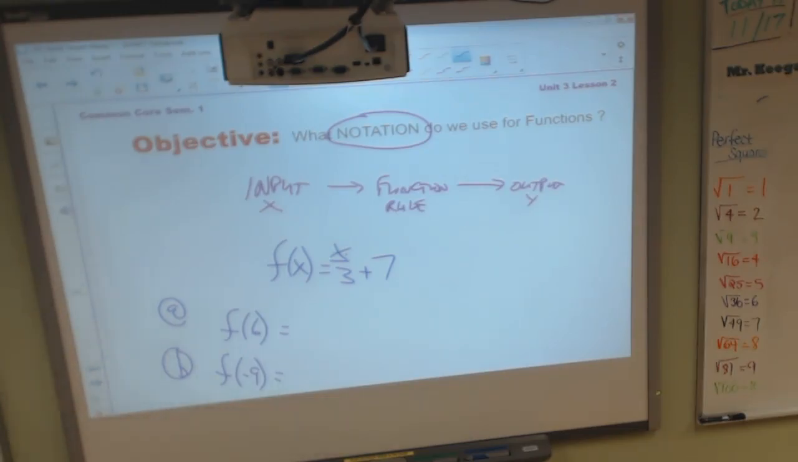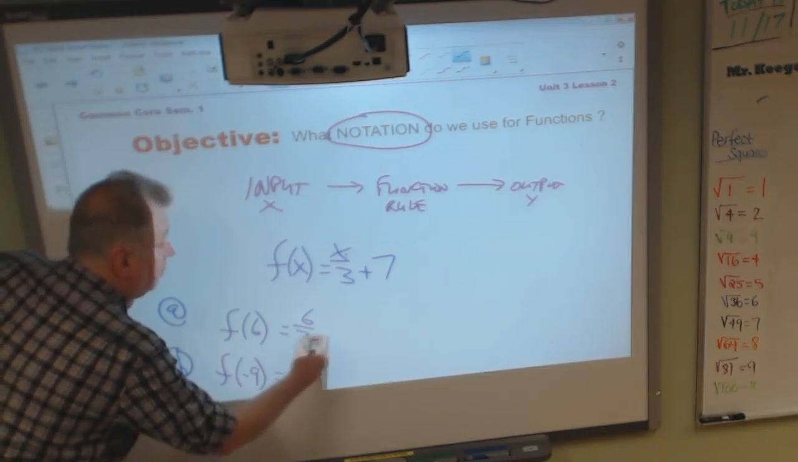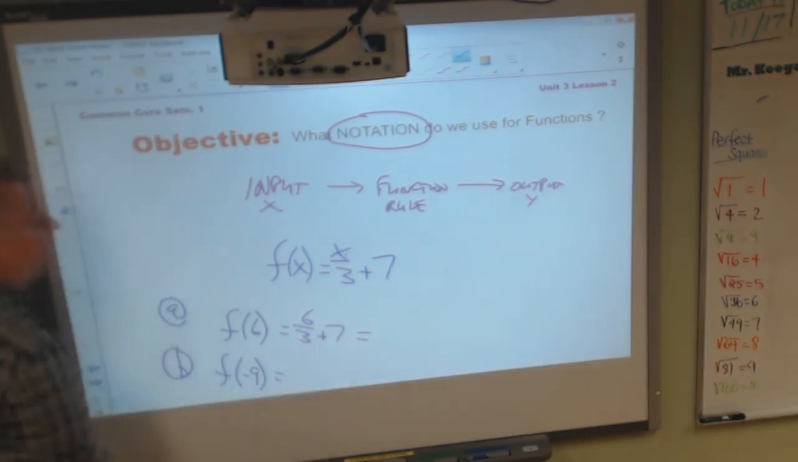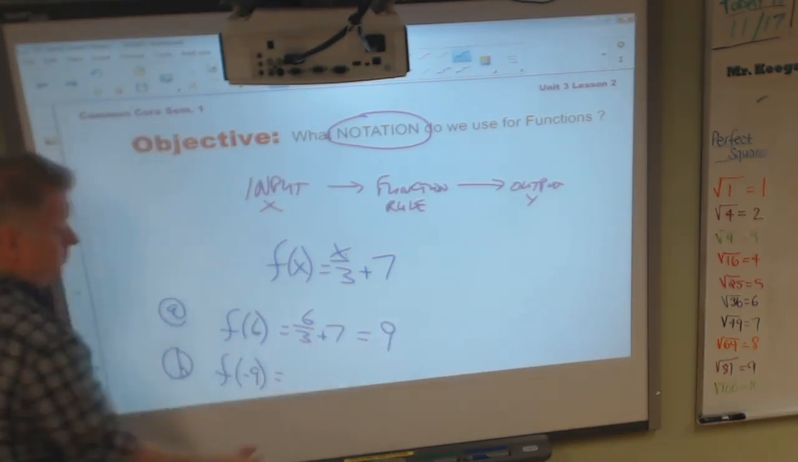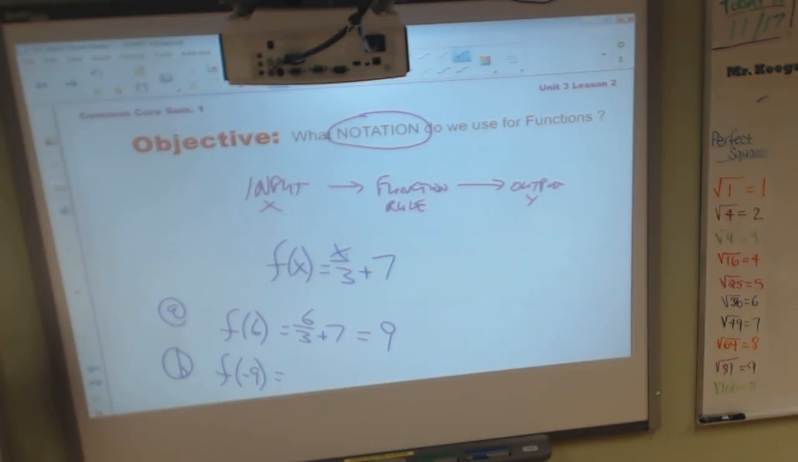And then B says evaluate f of 6. So what is f of 6 equal? 6 divided by 3 plus 7. Good. And what's 6 divided by 3? 2. And what's 2 plus 7? 9. Did you get 9? Yeah.